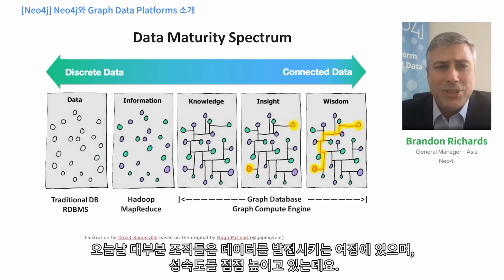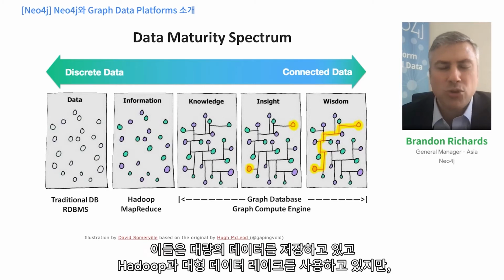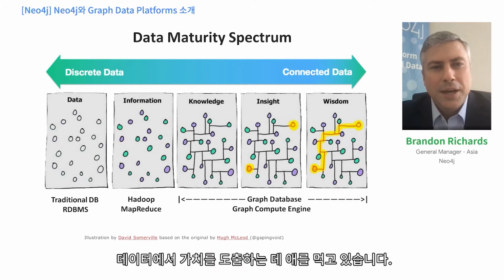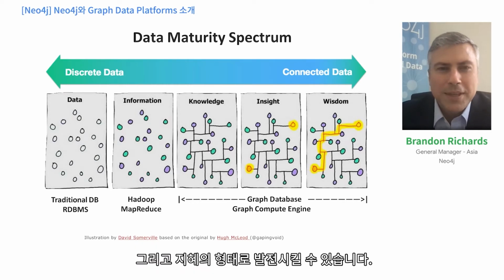Now, most organizations are on a journey with their data, and they're progressing in their maturity. Most organizations that we talk to are in this information stage. They're storing lots of data. They're using their Hadoop and large data lakes. But they're struggling to get value out of the data. And effectively, graphs and graph databases allow you to connect the dots and progress more towards the knowledge, insight, and wisdom that people are looking for.